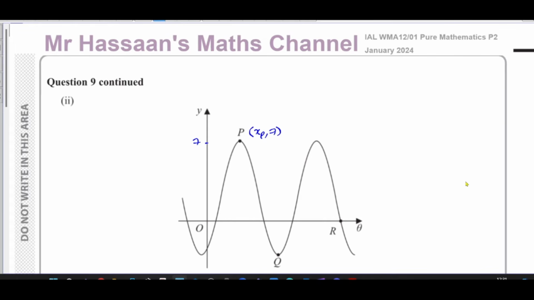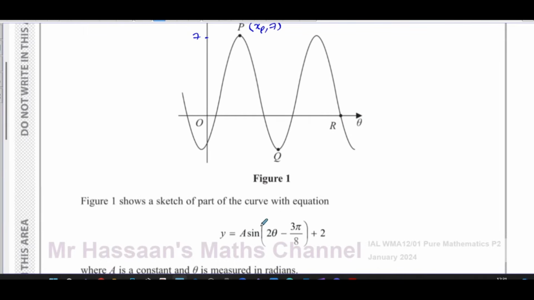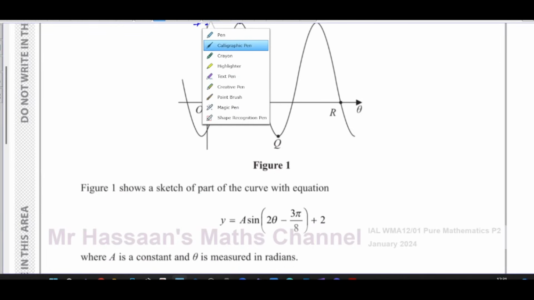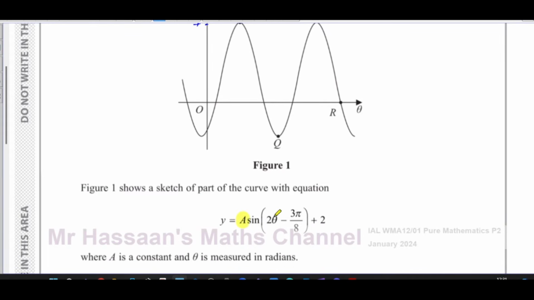So steps don't need to be shown for this part of the question, because it says state. If you understand it, it's pretty straightforward, but some people might have difficulty understanding what to do, so I'm going to go through the process. We can see that vertically, there are 2 things that affect the y coordinates: the vertical stretch, which is when you multiply the whole function by something, and the vertical translation, where the whole thing has shifted up by 2 units upwards.